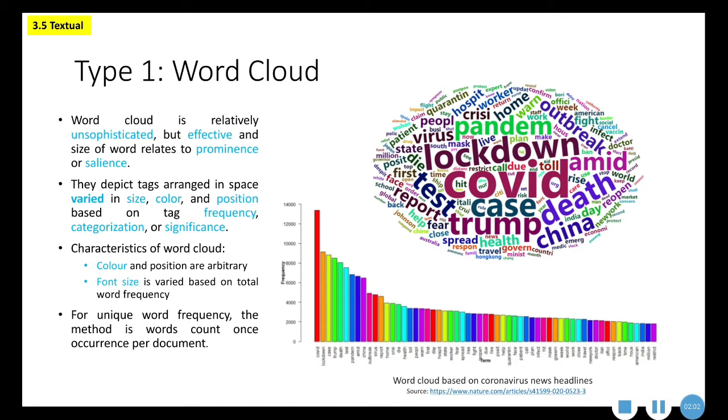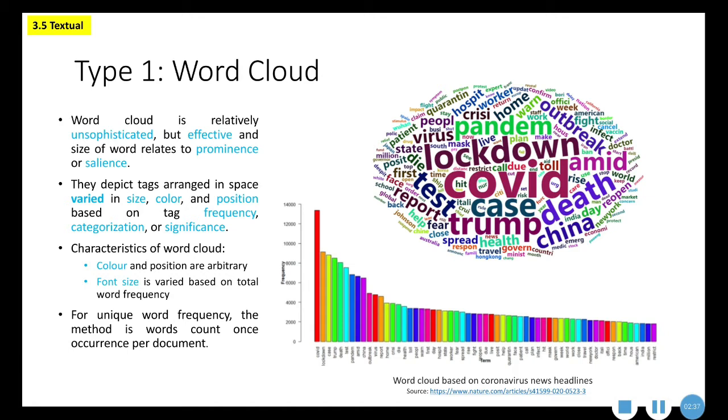Word cloud is relatively unsophisticated but effective, and the size of a word relates to prominence or salience. Prominence means the importance, or to make a word noticeable, or another adjective is to show that the word is famous. So prominence and salience mean the same thing. It shows the importance level of something. In this case, we are looking at the size of the word.